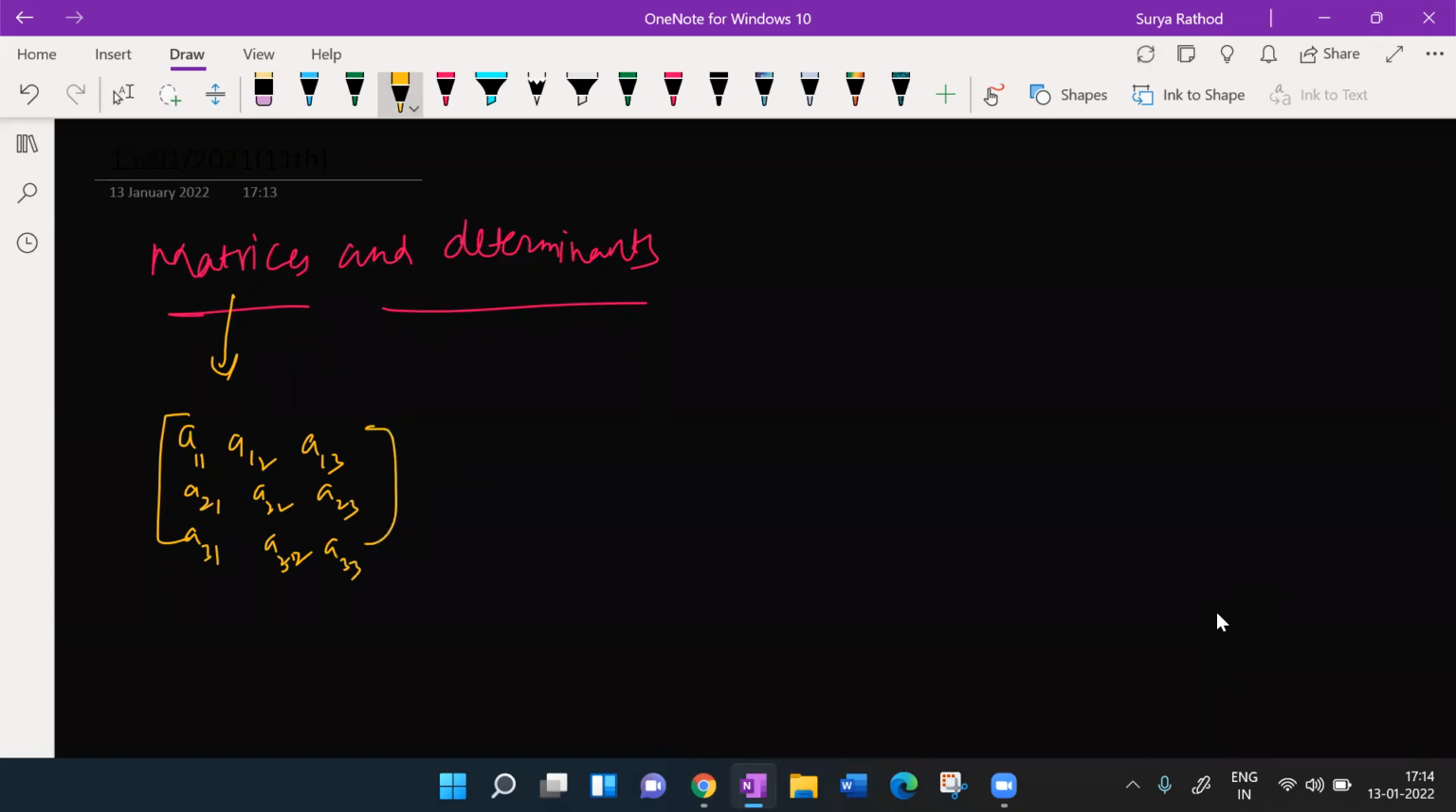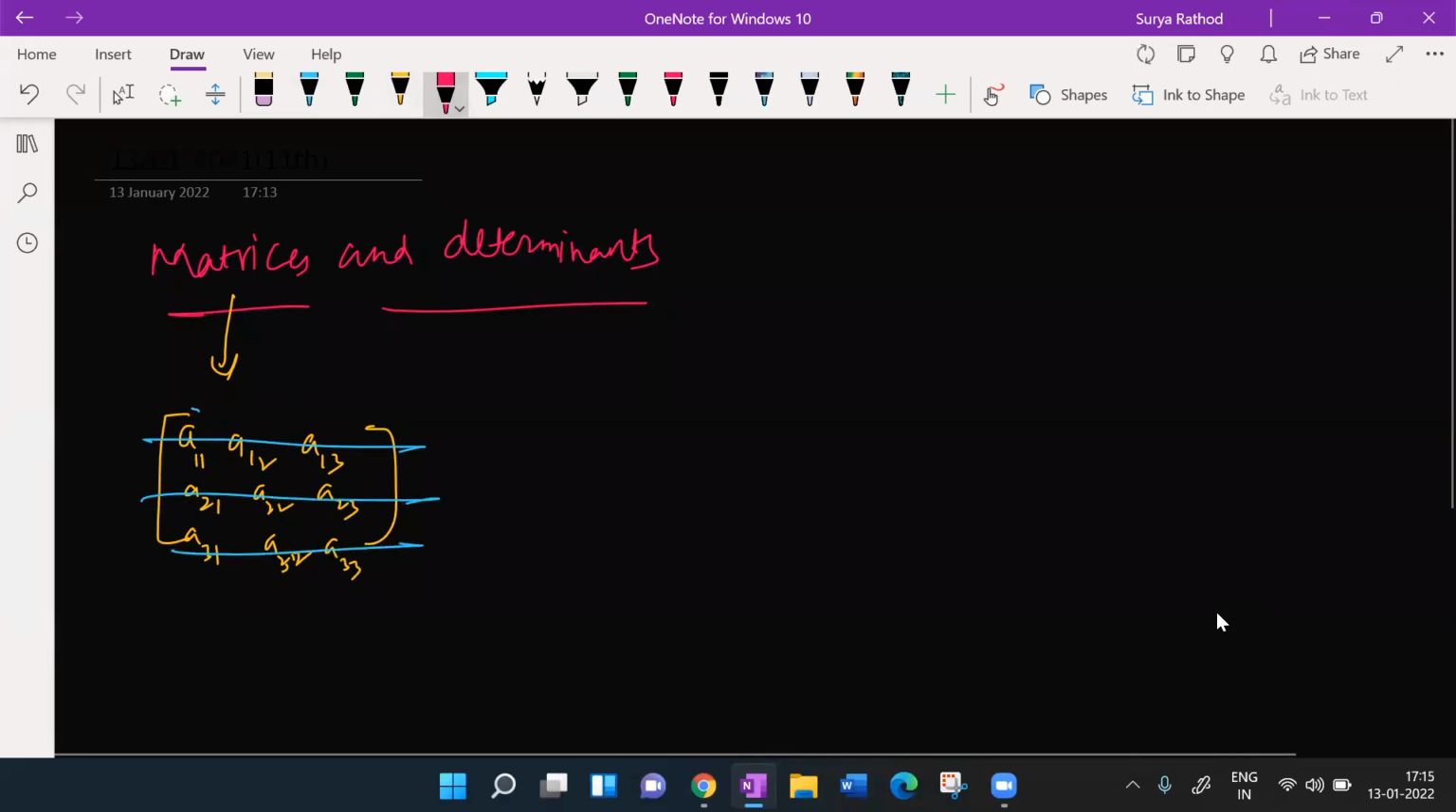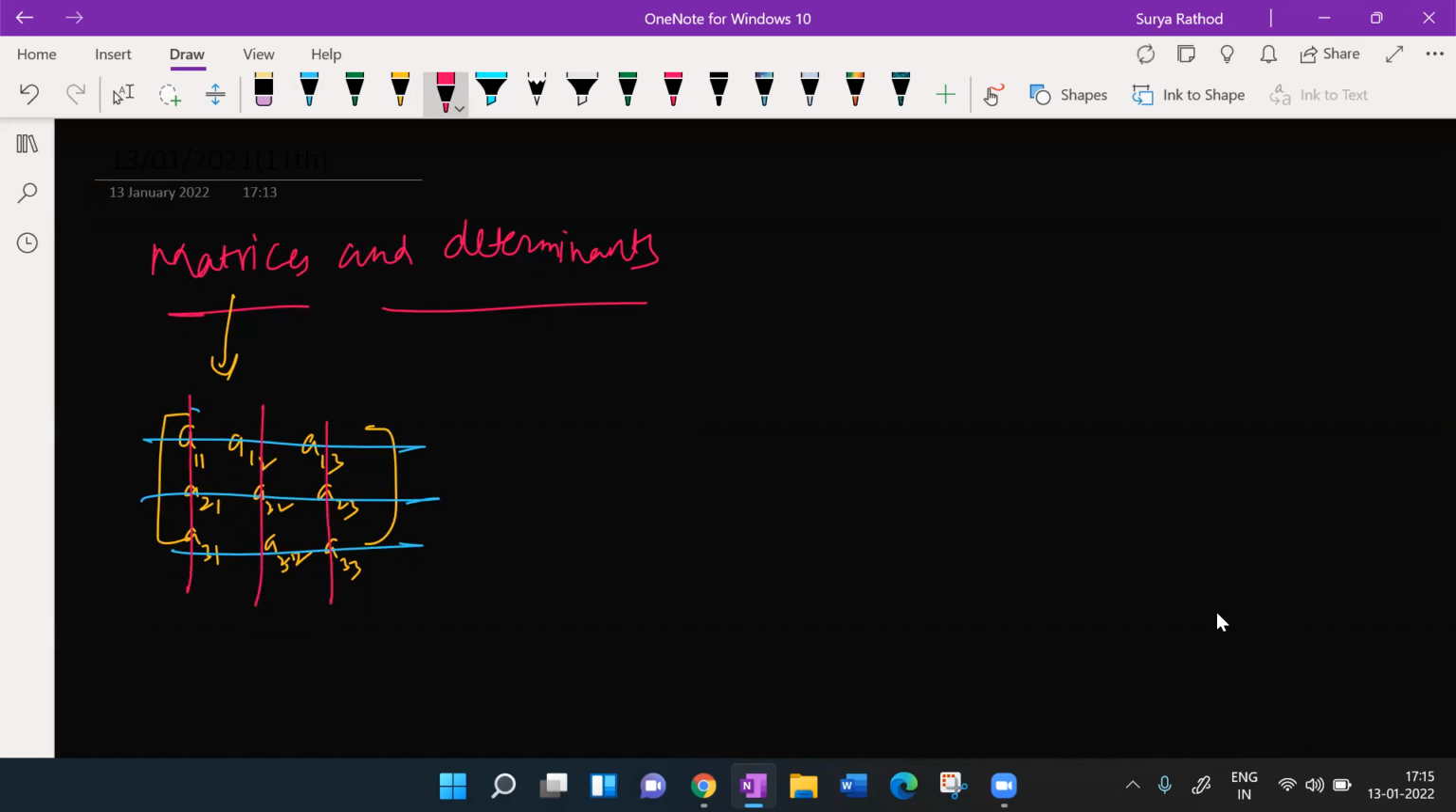I'm not going to discuss in depth. A11 and the others are in rows. These are rows, and if I talk about this red line, these are columns. Hope you know that, isn't it? The blue ones are rows: this is row 1, row 2, row 3, and this is column 1, column 2, column 3. All right. So what does A11 denote here?